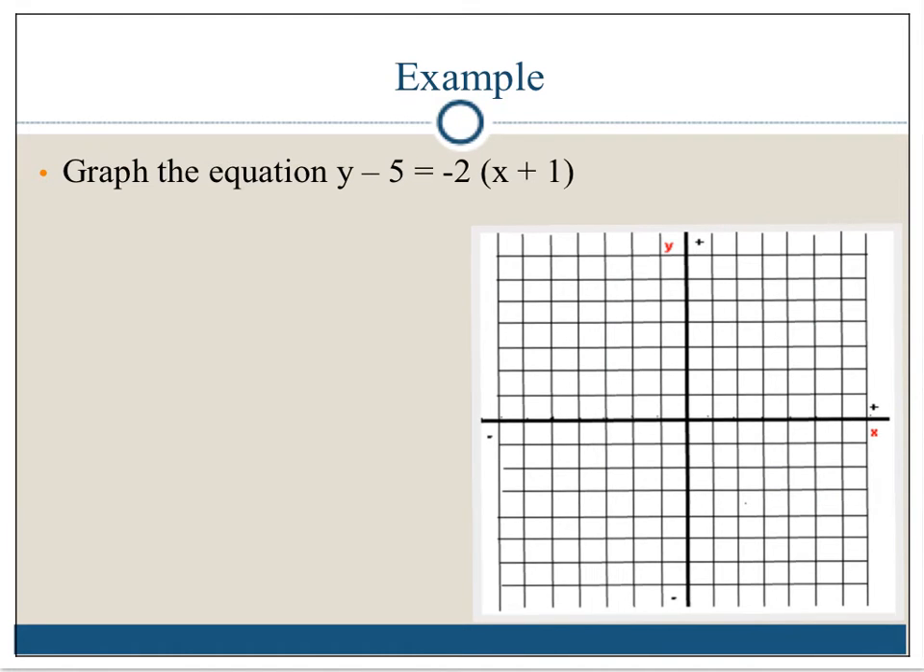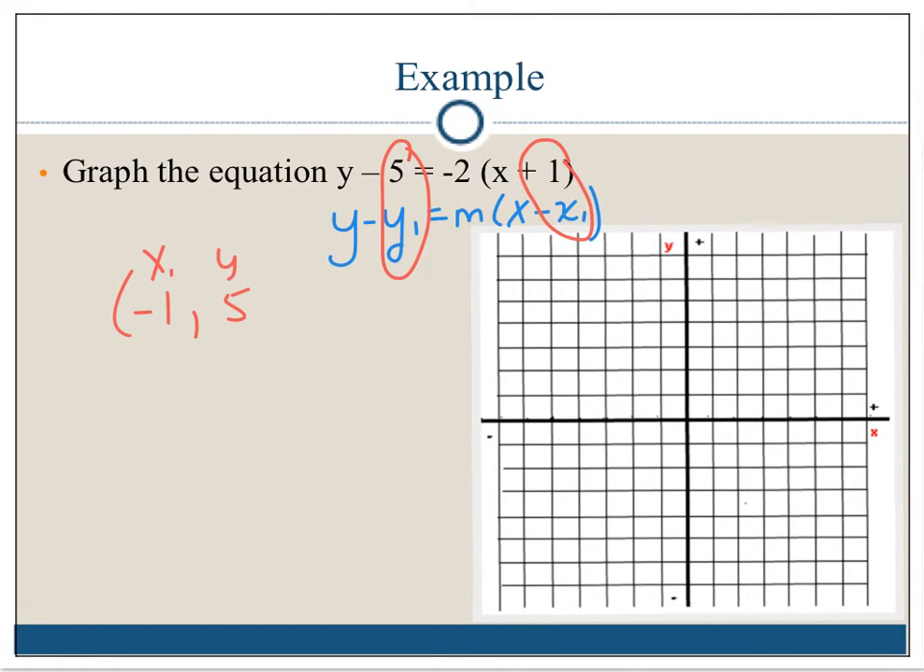Here's another one for us to try. Please remember that our form is y minus y sub 1 equals m times x minus x sub 1. So looking at that, you realize that this is your y sub 1 and this is your x. So your x value is a positive 1, but in the form, it's a negative x sub 1. So to make that happen, it has to be a negative 1. That's your x value. That's your x sub 1. And 5 is your y sub 1.